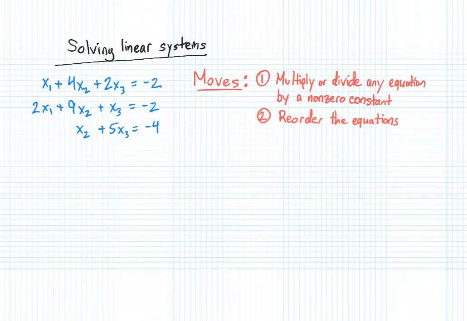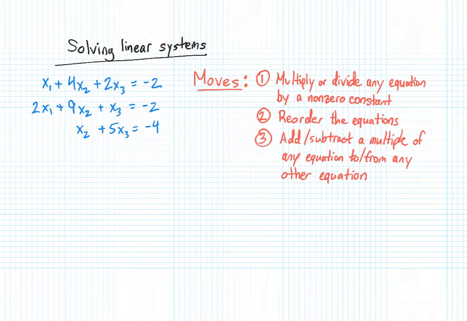So another move we can do is to reorder the equations. Because really the order of the equations doesn't matter at all, right? We want to solve all 3 equations simultaneously. It doesn't matter what order we write them in. This might even feel like it's not a real move, like what are we doing? But it's going to turn out that this is useful later on.